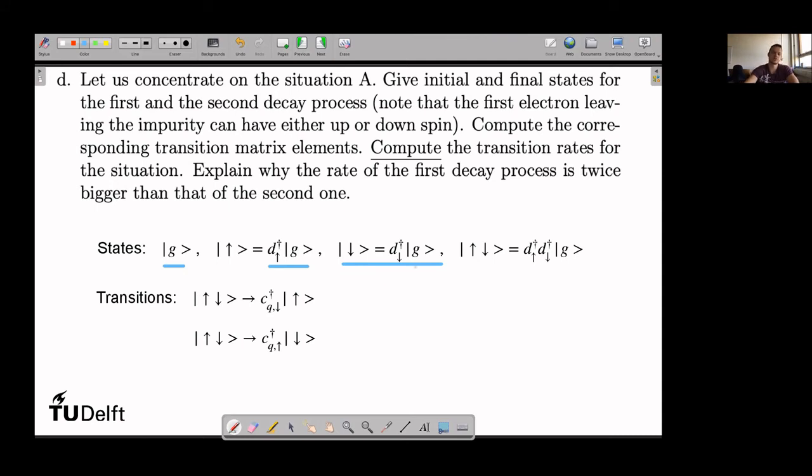Now the possible transitions are the following. We can go from two electrons, so up, down, going to one electron with momentum q with spin down at the metal, and we're left with one spin up at the impurity. Or we can do the opposite, so we can transition from two electrons at the impurity to one electron with spin down at the impurity and one electron at the metal with spin up and momentum q here.